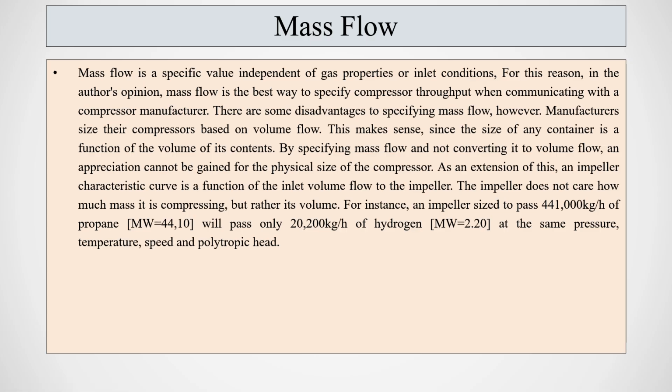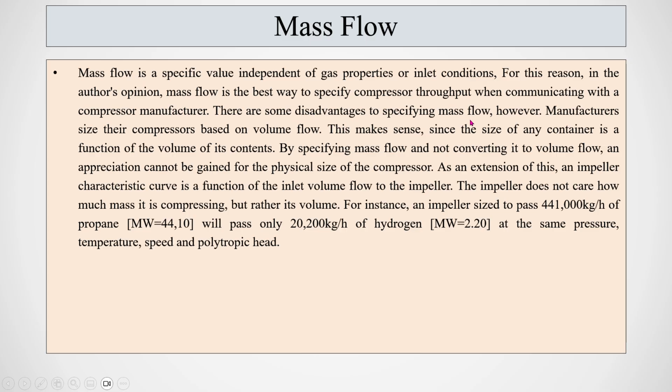And then mass flow rate. It's a very important parameter. Mass flow is a specific value independent of the gas properties or inlet condition. For this reason, in the author's opinion, mass flow is the best way to specify compressor throughput, how much gas is passing through the compressor, when communicating with a compressor manufacturer.